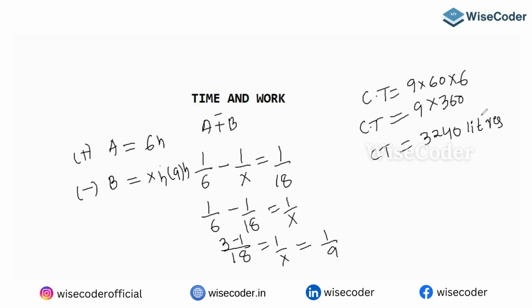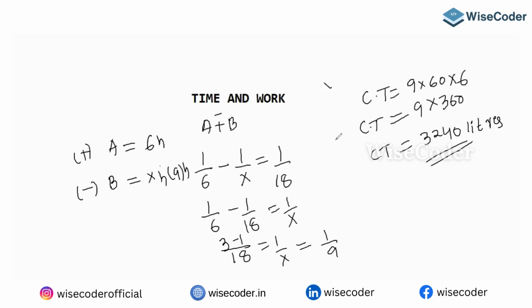So this is how you can get your answer. You need to figure out only one thing: the capacity of the total tank. You need to figure out in how many hours tap B empties that particular tank. After getting that, it is 9 hours. So 9 into 60 into 6, you can figure it out. Your answer is 3240.